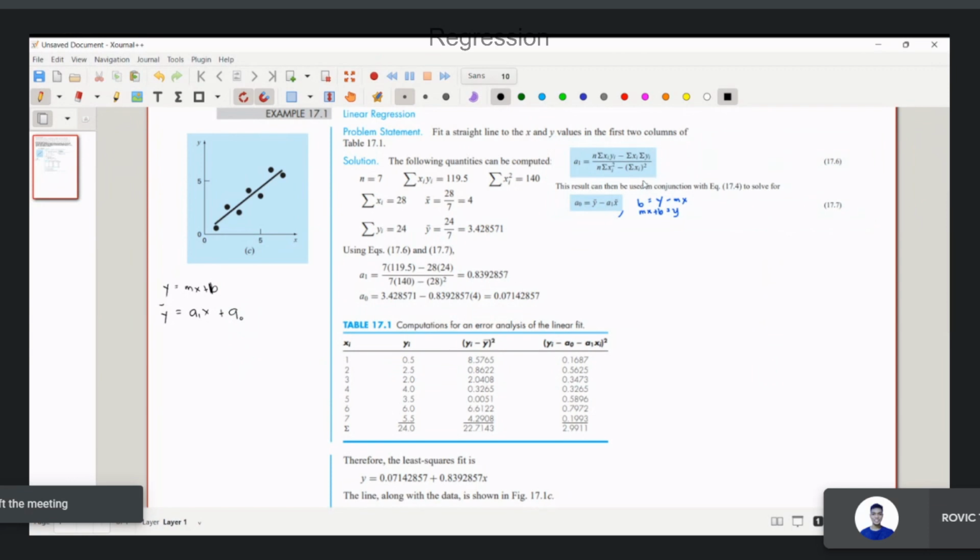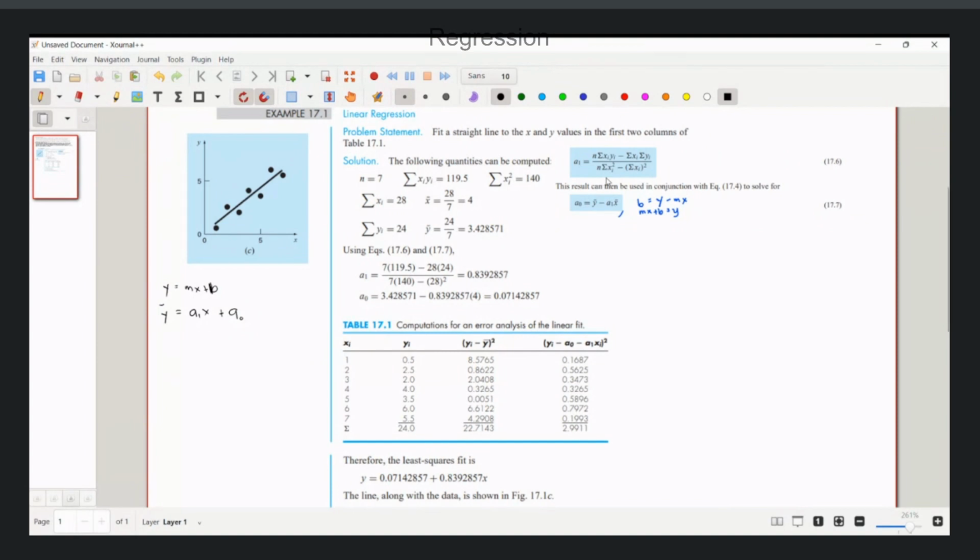Now, that is the formula of our a1: n multiplied by the summation of x sub I, y sub I, right? That is the formula of our a1. But we don't have the summations for those formulas yet. So we need to find them first. Each x sub I times y sub I first, then we take the total.